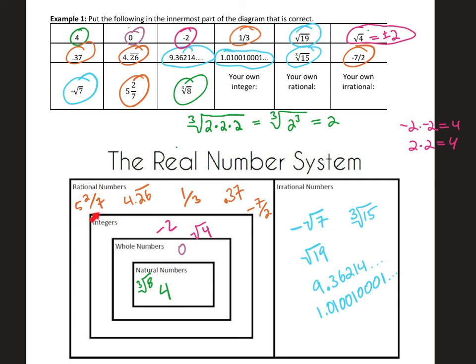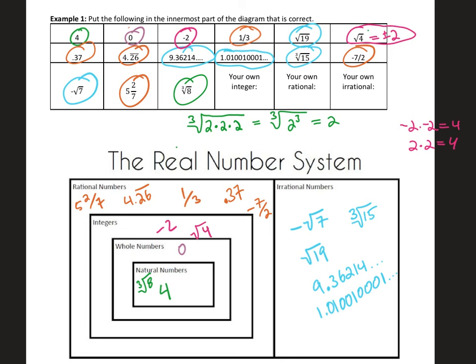Okay, so here we have a number that could clearly be written in fraction form, these two. This one as well, and it's negative. This one terminates, that's the whole number. This one repeats. Okay, so all of these are rational numbers.